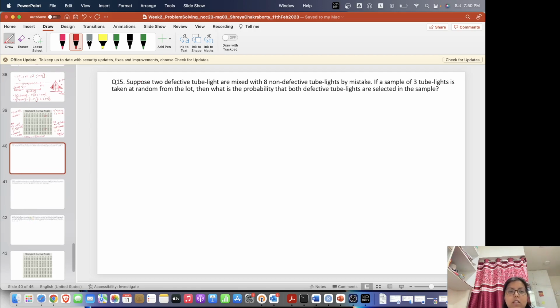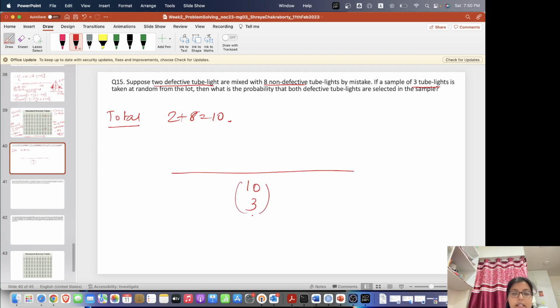So another easy question. 2 defective light bulbs are mixed with 8 non-defective light bulbs and a sample of 3 tube lights are taken at random. So total bulbs 2 plus 8, 10. From these 10, 3 tubes are selected at random. So the total number of ways in which it can be selected is 10C3. And what is the probability that both defective tube lights are selected in the sample?